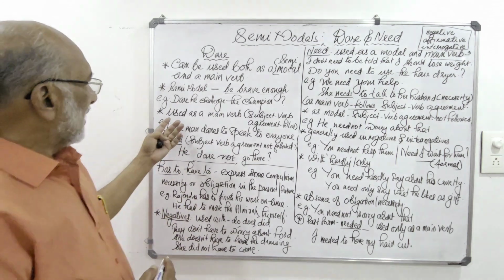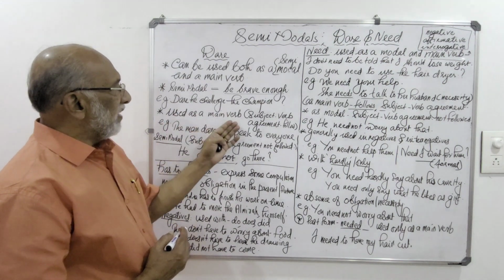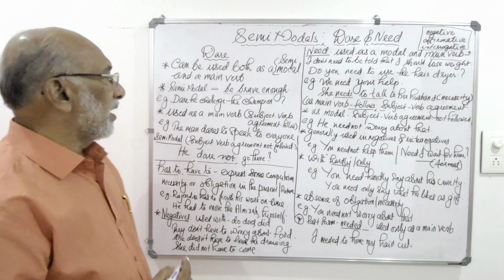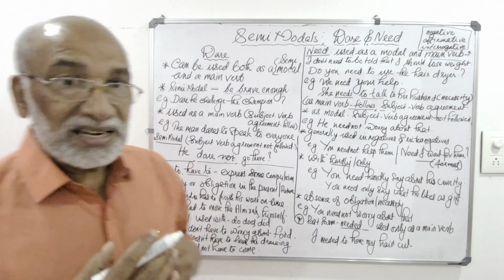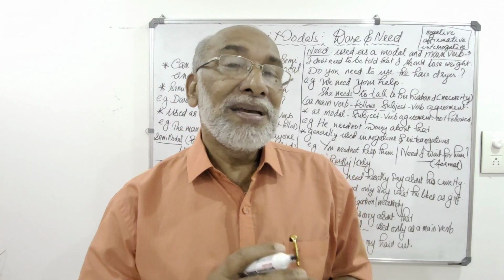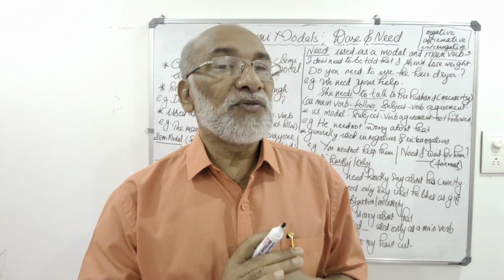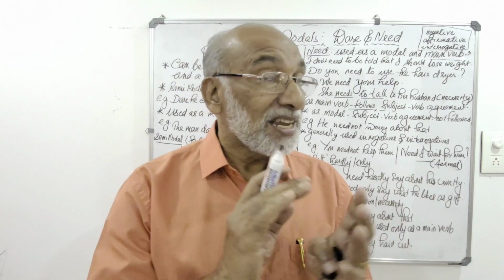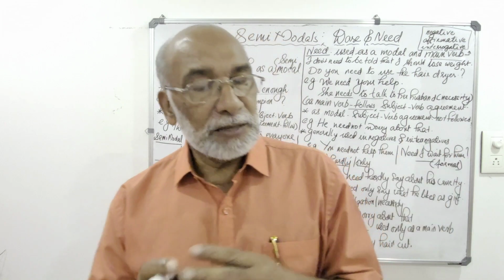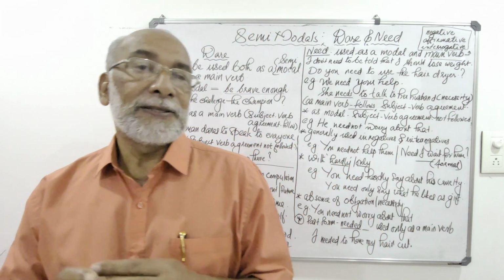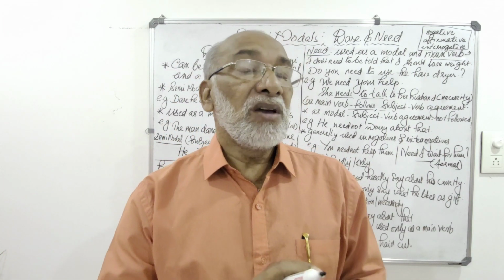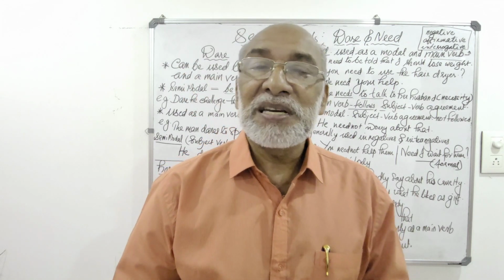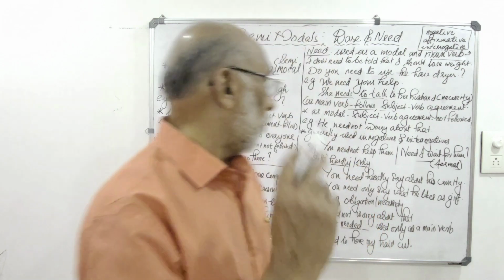Coming to the next use, it's used as a main verb. When dare is used as a main verb, the subject-verb agreement is followed. You know what is subject-verb agreement? There are three persons and two numbers, first person, second person, and third person. And the verb must agree with the subject both in person and number. This is said to be the golden principle in English grammar, you know.